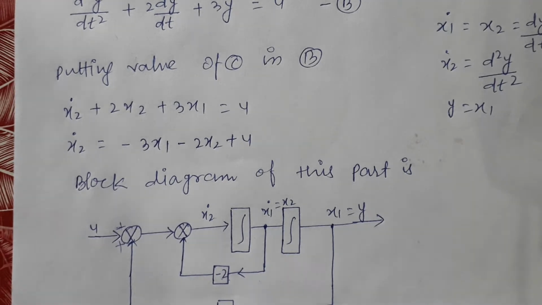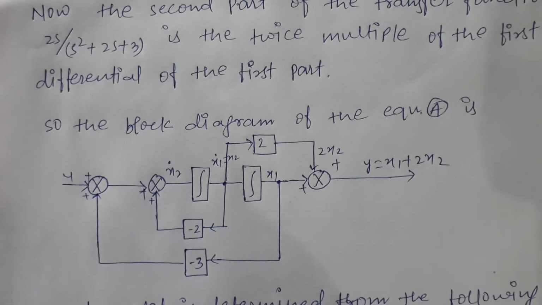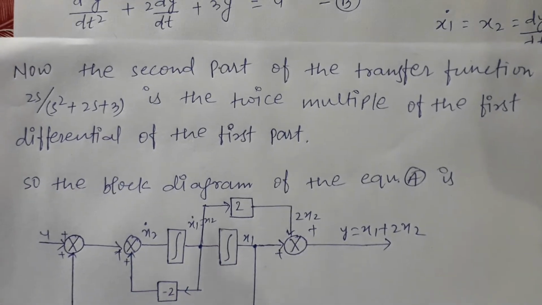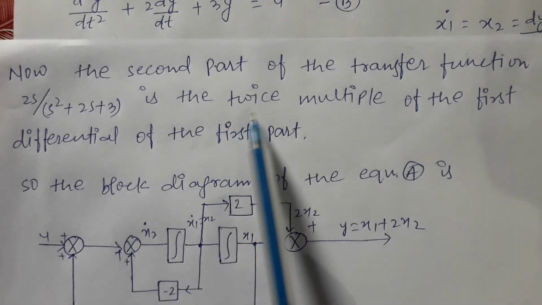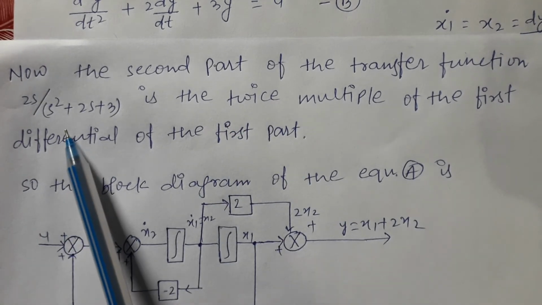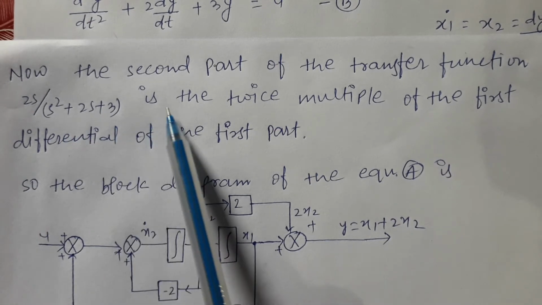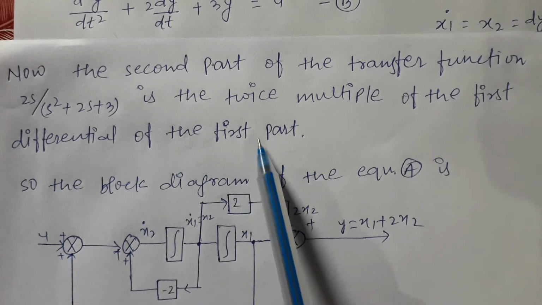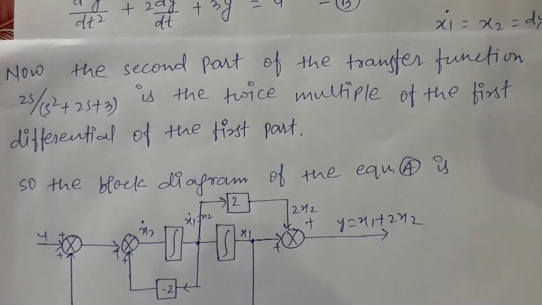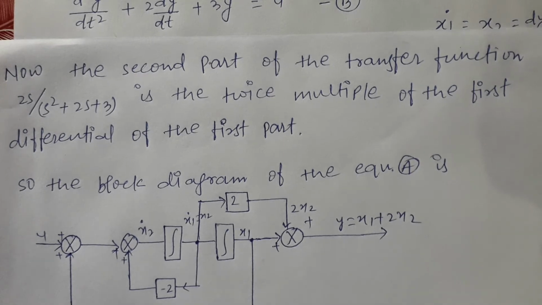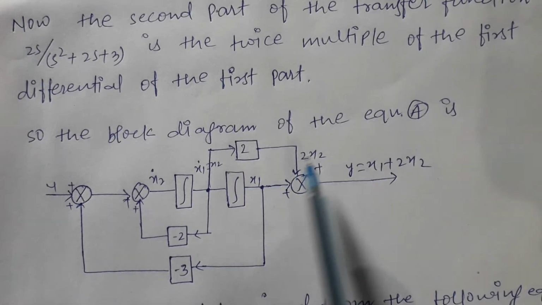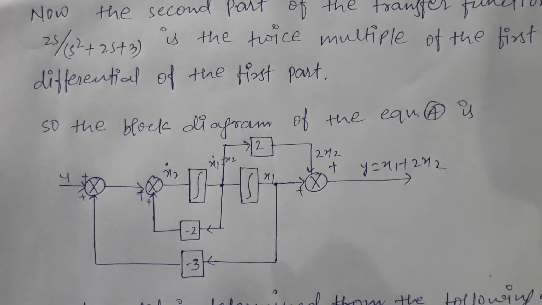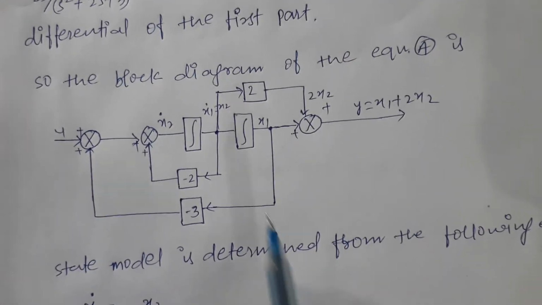Now we deal with the second part. The second part of the transfer function, 2s divided by s square plus 2s plus 3, is twice the first differential of the first part. Okay, the difference is only that 2s is present in the numerator. So the block diagram of the whole function will be like this.